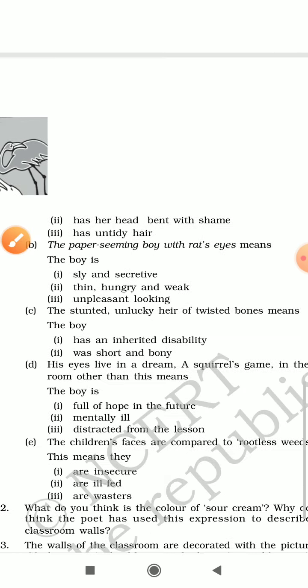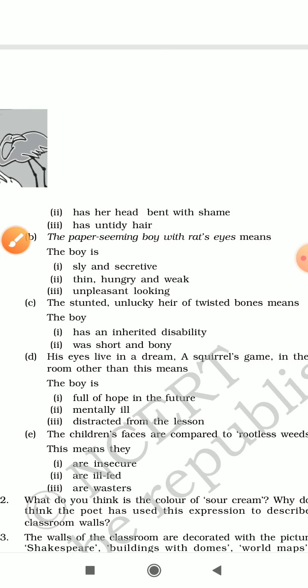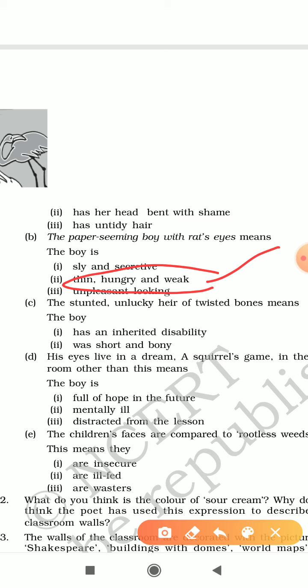The second is the paper seeming boy with the rat's eyes means the boy is sly and secretive. Second, thin, hungry and weak. Third, unpleasant looking. So the right answer will be he was thin, hungry and weak. That's the right answer, because the paper seeming boy has been compared with paper, a very thin thing, and the red eyes mean the hunger also gleamed in his eyes.